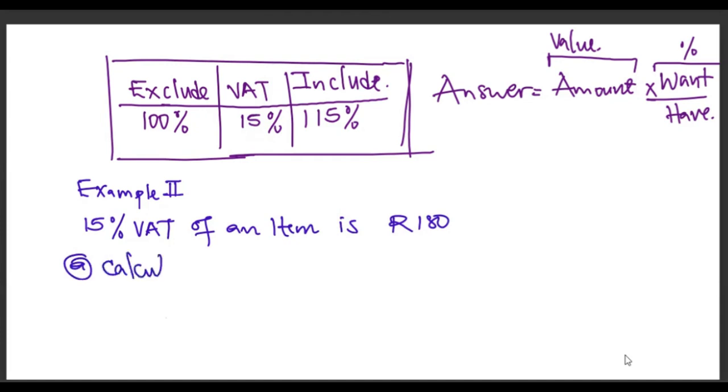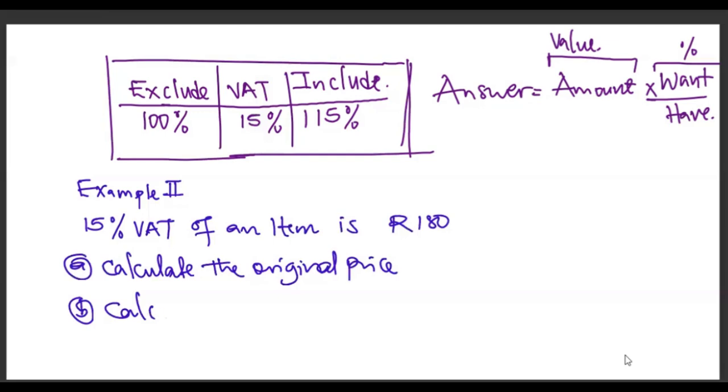A, calculate the original price. Original price means the price without VAT. Then B, calculate the total price. They have only given you VAT, which is 180.